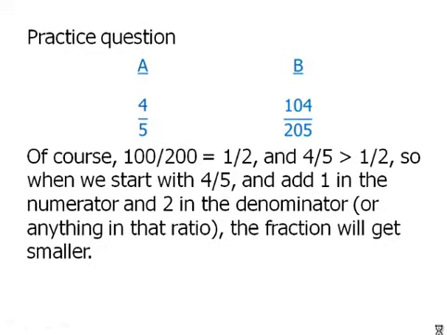Okay, a few things to notice. We notice that essentially what we've done is we've added 100 to the numerator and 200 to the denominator. And of course, 100 over 200 equals 1/2. Well, 4/5 is larger than 1/2. So when we start with 4/5 and add 1 in the numerator and 2 in the denominator, or anything else in that ratio, the fraction gets smaller. And so we can see, just by applying this trick, that column A must be bigger.